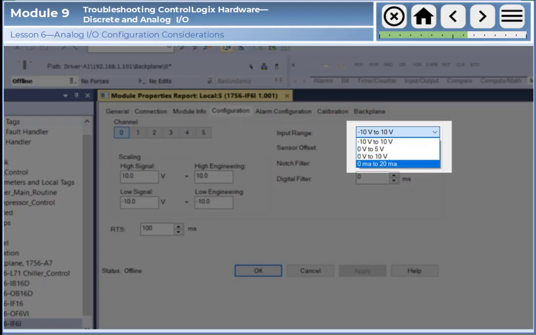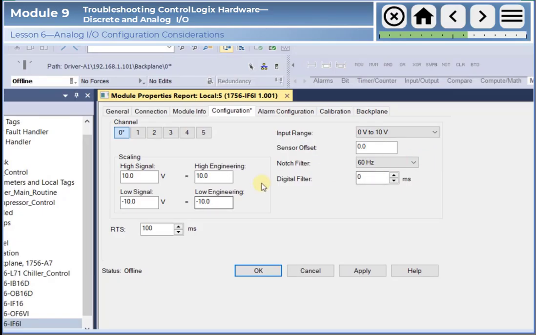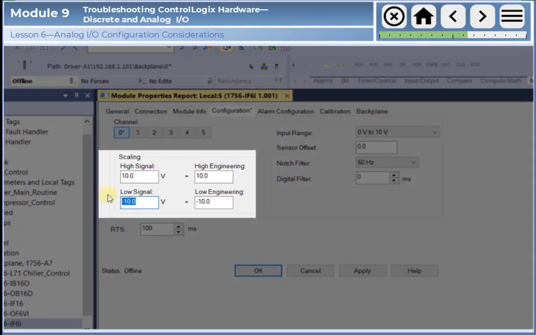From the signal that is being monitored point of view, we have to determine the input range of the signal and associate it with low and high signal in the scaling. For instance, if the input range is 0 to +10 volts DC, the low signal can be set to 0 and the high signal to 10, and we can set the engineering units to 0 and the high to 10, thus having the value being read by the module mirror the input signal.